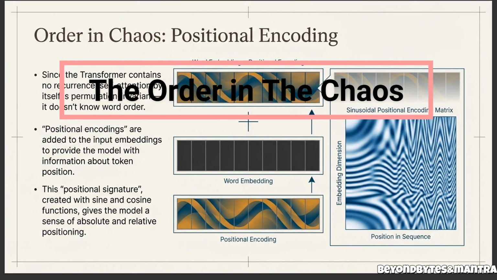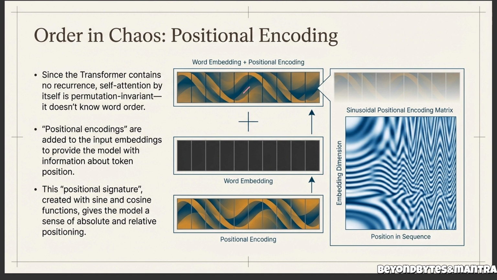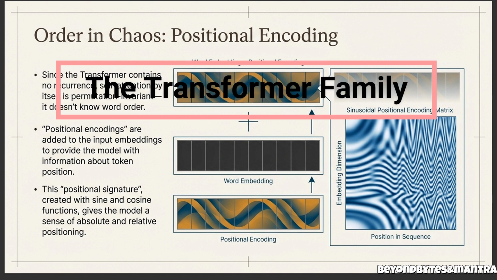Now we get into order and chaos with positional encoding. Attention alone doesn't know order. Positional encoding solves this by adding signals that mark token positions. Using sine and cosine functions, the model learns both absolute and relative positions. This gives attention a sense of sequence. Without positional encoding, "dog bites man" and "man bites dog" would look the same. Encoding preserves meaning by preserving the order.